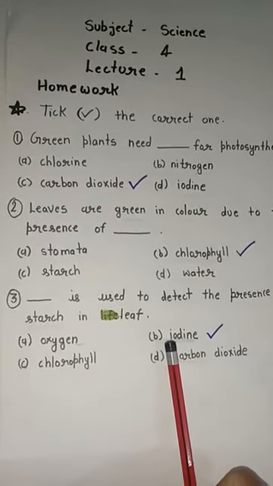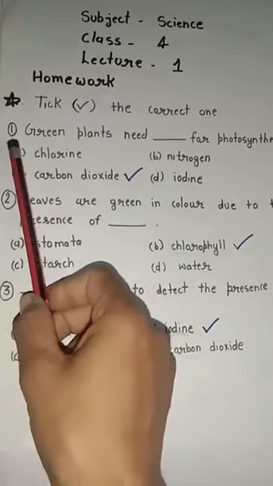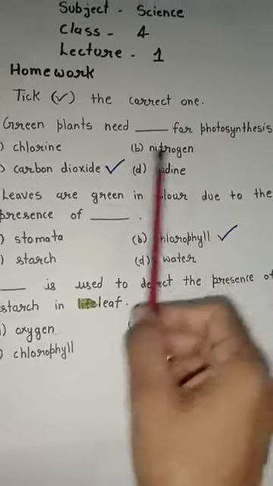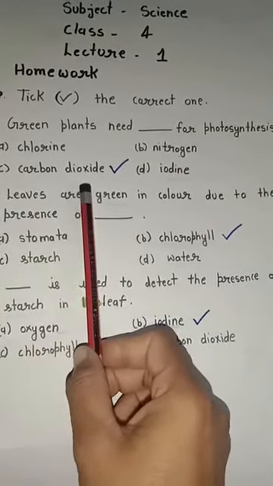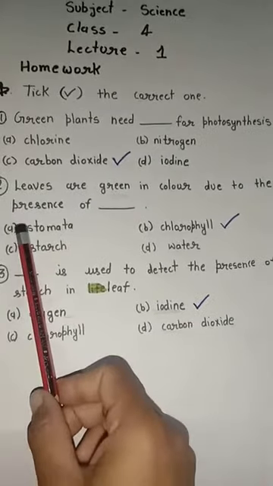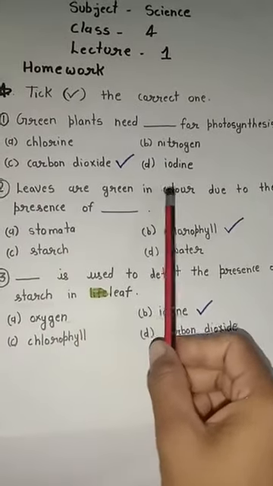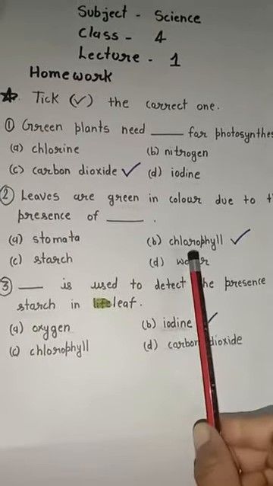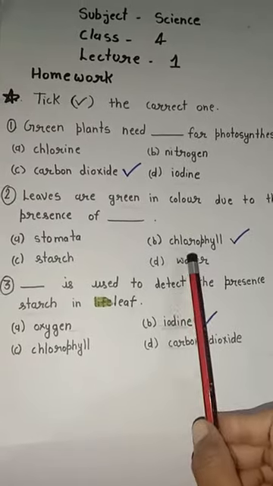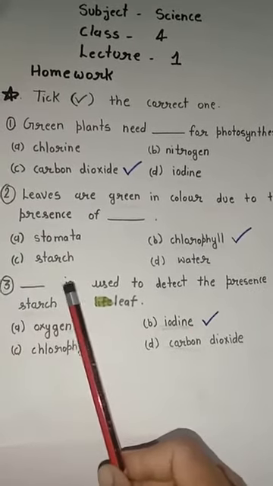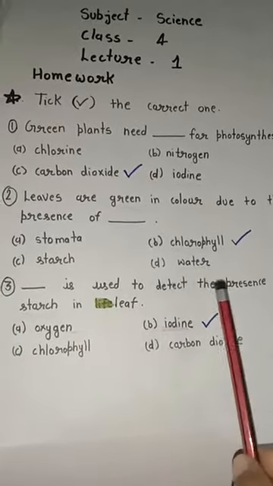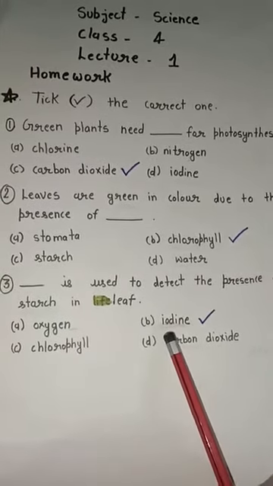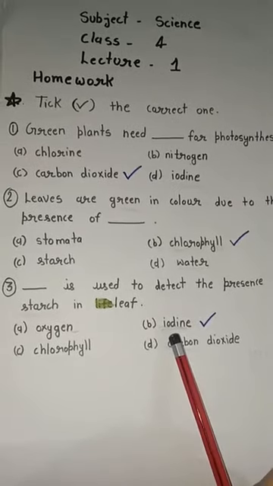Again, I'm repeating. Please listen carefully. One was green plants need blank for photosynthesis, and option C, carbon dioxide, is the correct answer. Number 2, leaves are green in color due to the presence of blank. Option B, chlorophyll, is the correct answer. Number 3, blank is used to detect the presence of starch in leaf. Yeah, option B, iodine, is the correct answer.